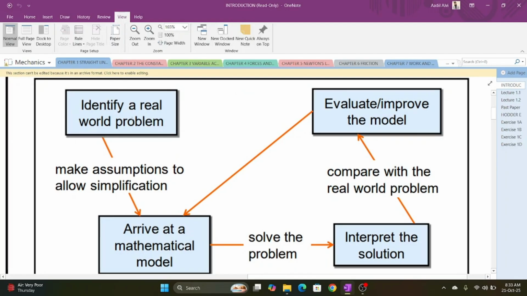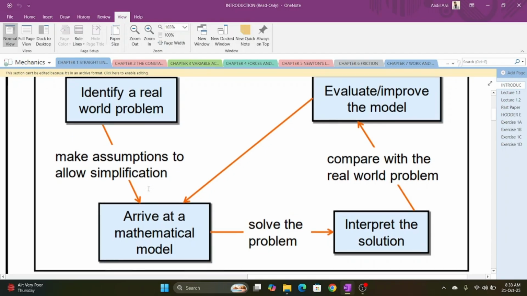For example, in our case, the problem is the car is moving, and it sees the traffic signal, it stops at the traffic signal. You need to find out how much time it takes. Then we make assumptions to allow simplification of the problem. That leads us to arrive at a mathematical model. Using that mathematical model we can solve the problem. Then we interpret the solution. So for example, we find out the time.